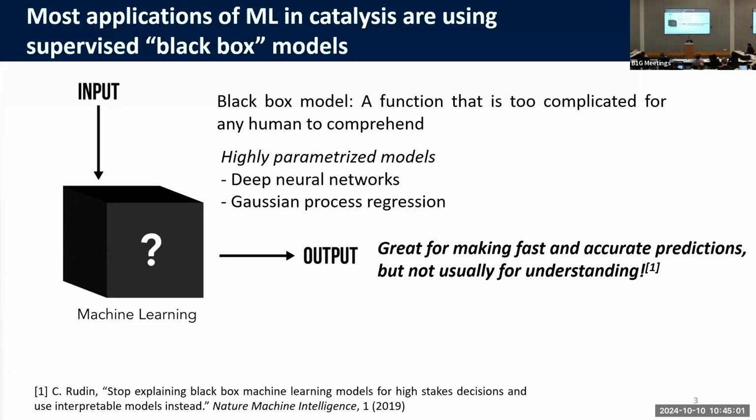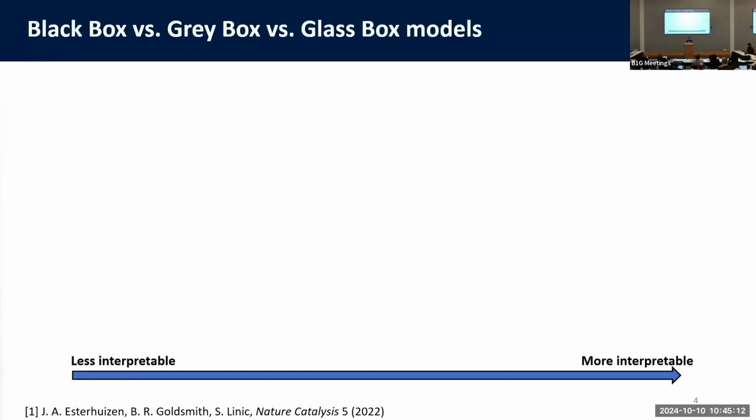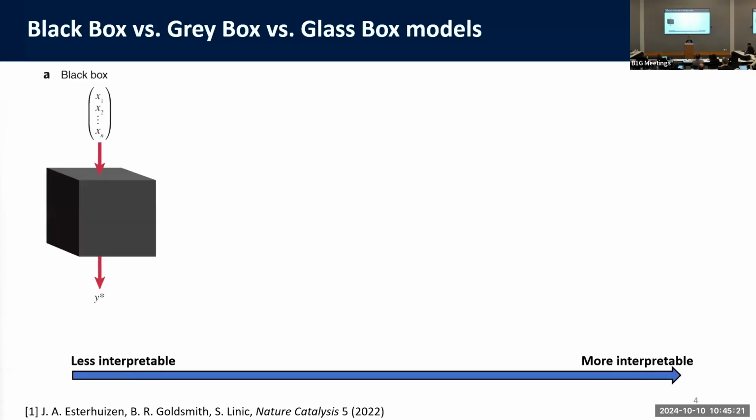If the goal is to have a specific hypothesis and you want to ask specific scientific questions, sometimes there are other models that may be beneficial to use instead. It has been proposed in the literature that you can bucket these into black box, gray box, and glass box as you go from less interpretable to more interpretable. Black box, we've discussed all morning. You have your input features x_i, and if it's regression, maybe you want to predict some target y star. It's difficult to distill how the model is making the prediction that it's making.